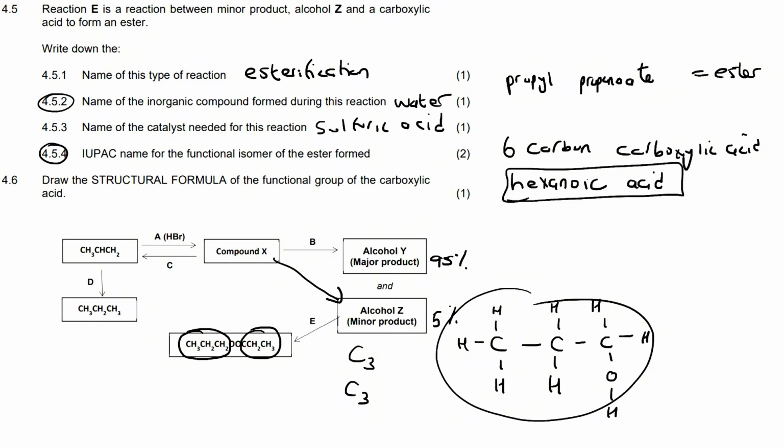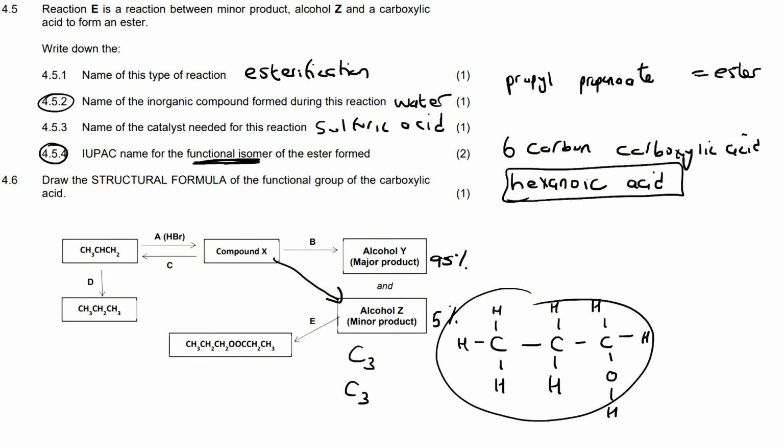Hexanoic acid. Just to reiterate, from this reaction, this one over here reacting with a 3-carbon carboxylic acid produced a 6-carbon ester called propyl propanoate. However, the question asked for the IUPAC name of the isomer of the ester that formed. So they don't want the name of the ester that formed, they want the isomer of that ester.